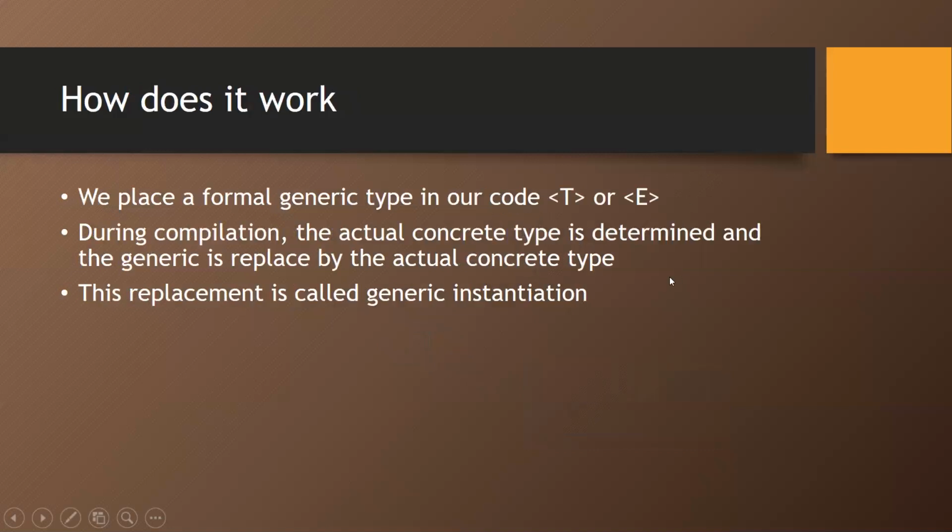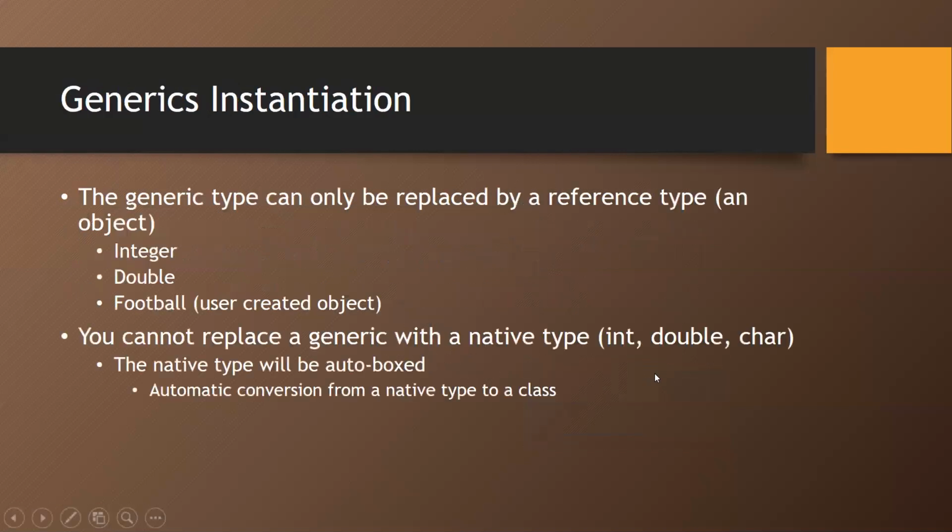So how does it work? We put the T or E with the angle brackets around it in our code, and during compilation, the compiler figures out what the real concrete type is going to be, and the generic is replaced with that actual concrete type. So the generic type can only be replaced by a reference type or an object. So in C#, we have lowercase int, and then we have uppercase Int. The lowercase int is considered the native data type, the base type, and then the uppercase is considered a class. So it's an actual integer object.